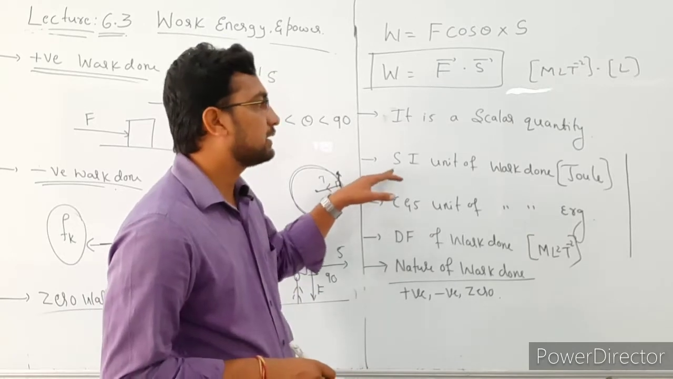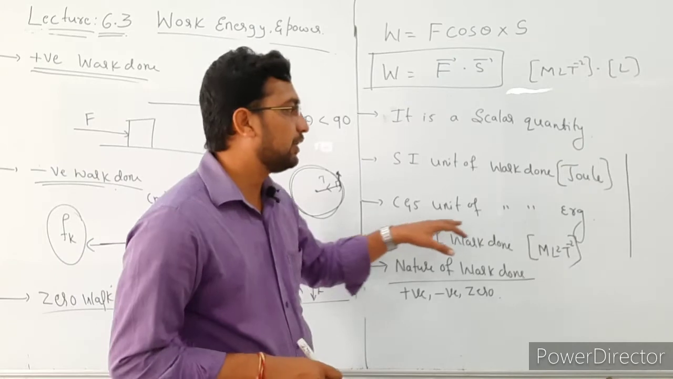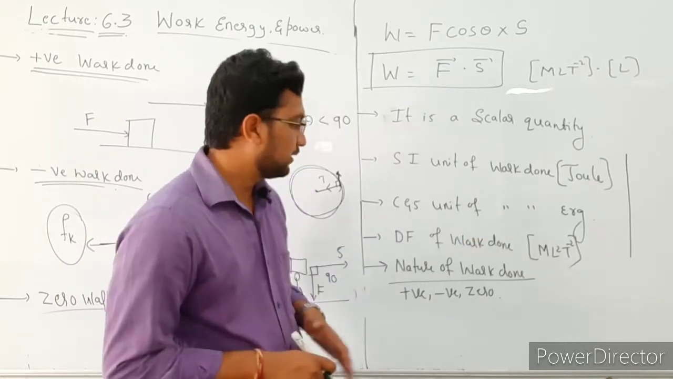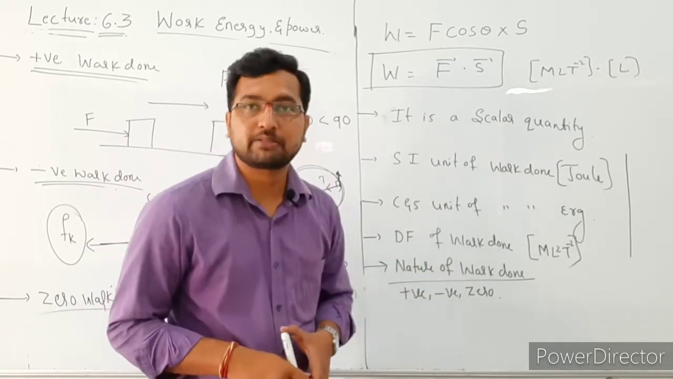After that, the SI unit of work done is joule, and the CGS unit of work done is erg. The next one, the dimension formula of work done is ML²T⁻².